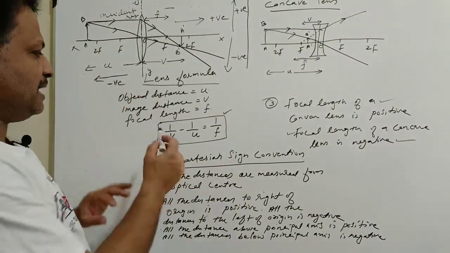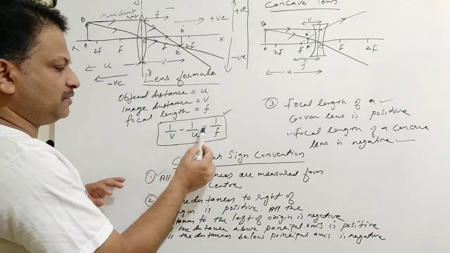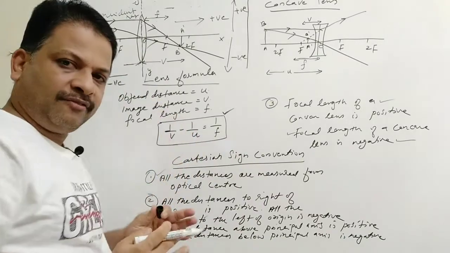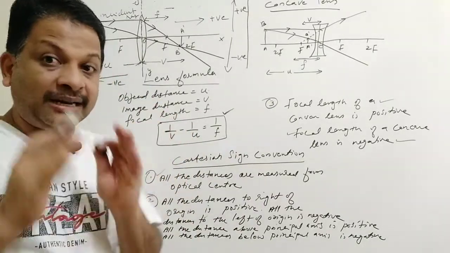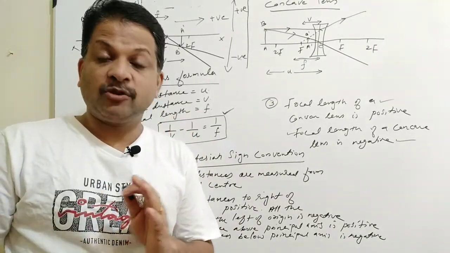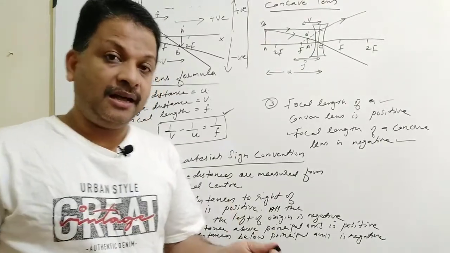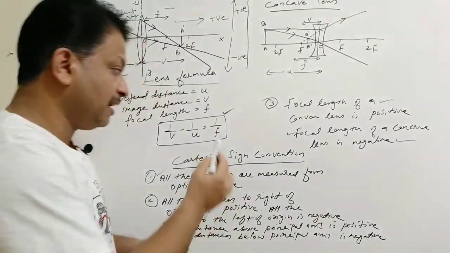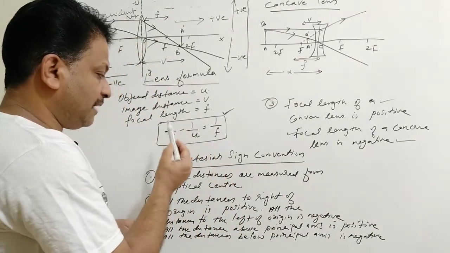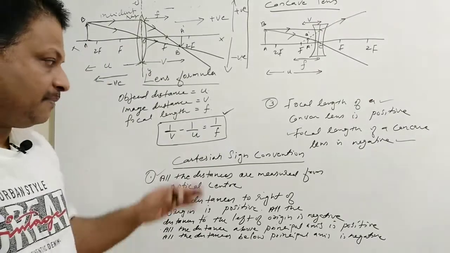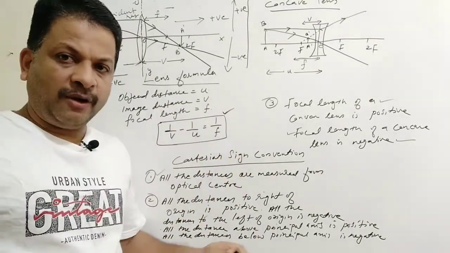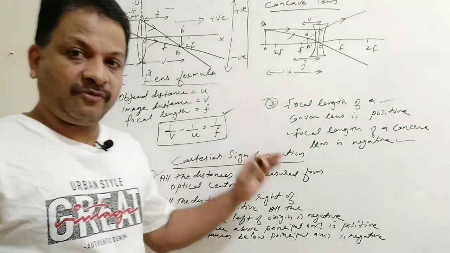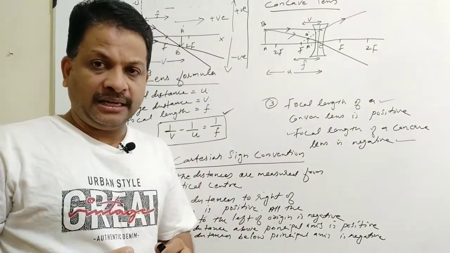And lens formula, remember lens formula, 1 by V minus 1 by U is equal to 1 by F. All of you remember this important magical formula, lens formula. It's not the lens maker's formula. Lens maker's formula is something different. You will learn it in higher classes. Okay, this is lens formula which gives the relationship between focal length, object distance and image distance. So while using lens formula, you must apply Cartesian sign conventions to solve the numericals related to lens formula.